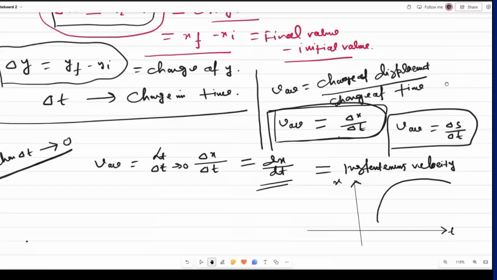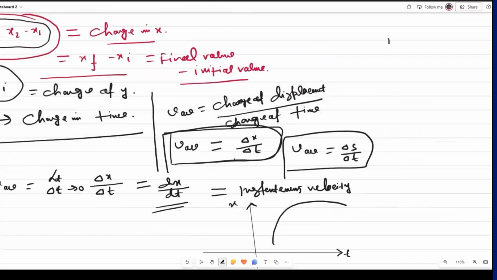This formula you can use when there is a problem like this. You must have seen this displacement-time graph, with x this way and time this way. The graph is like this. In this case, it is average, or it is uniform. It is not going to change. We can get it by this thing only: delta x by delta t.